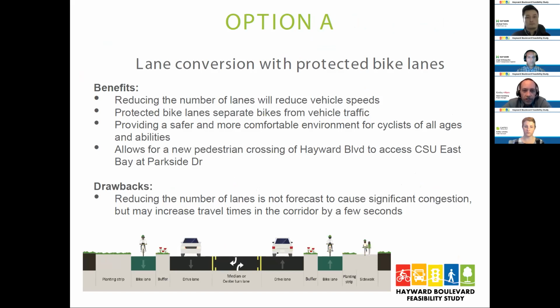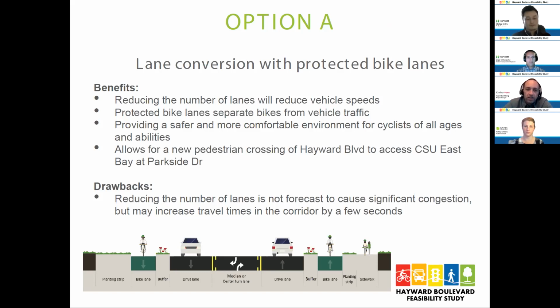And the last bullet is a really key one. Because the roadway is so wide today, there's no safe way of providing a new pedestrian crossing between Civic and campus. But if we reduce the number of lanes and provide space for that median, we can provide a new pedestrian crossing there that can be safe and comfortable for all users. So with option A, we would have a new pedestrian crossing at Parkside Drive that would help access Cal State East Bay. Of course, the drawback is there would be fewer lanes of traffic.